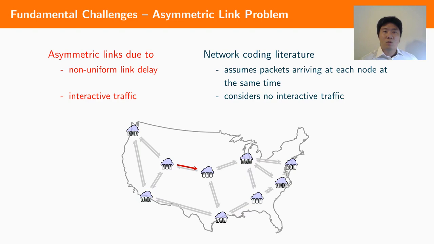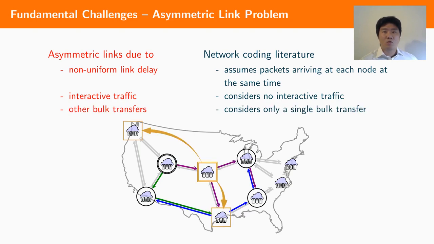Also, network coding literature does not consider interactive traffic. While in practice, sporadic high-priority interactive traffic deprives low-priority bulk traffic of available link capacity. In addition, network coding literature mostly considers only one bulk transfer, but we usually have multiple bulk transfers sharing the network. As a result, each bulk transfer competes and obtains only fractions of the link capacities.